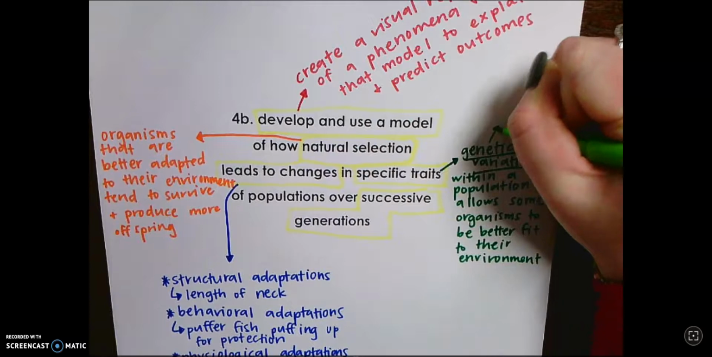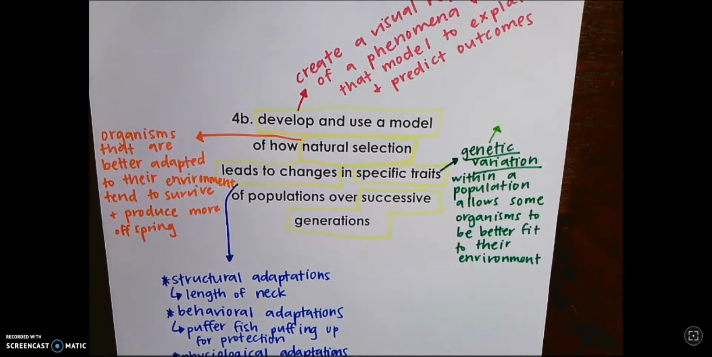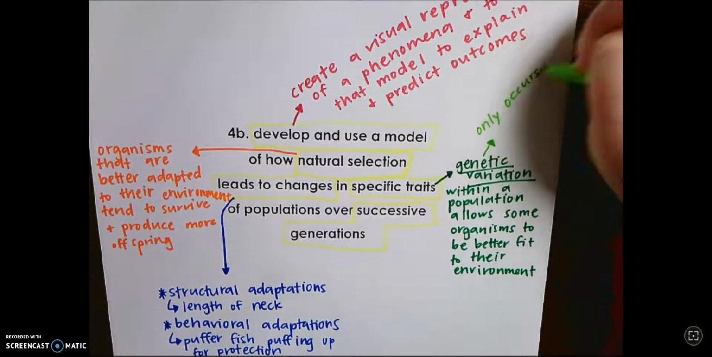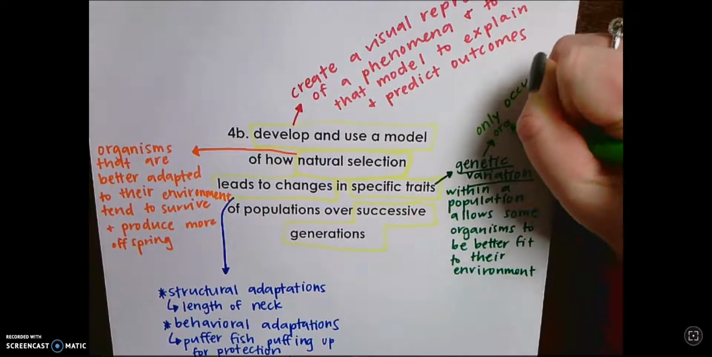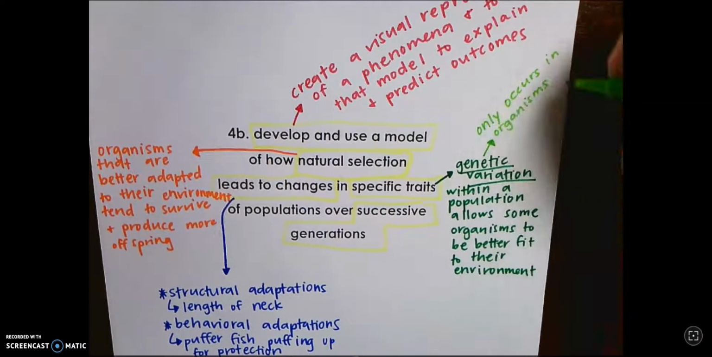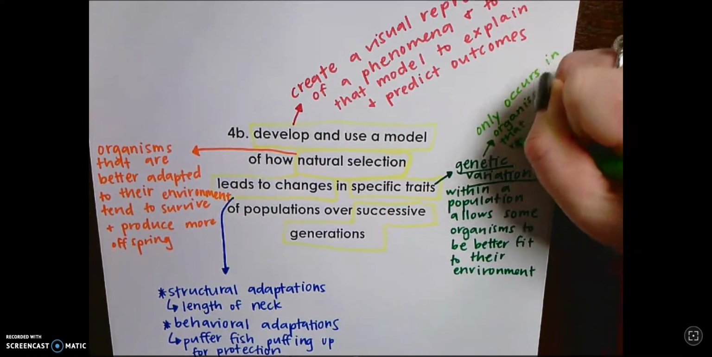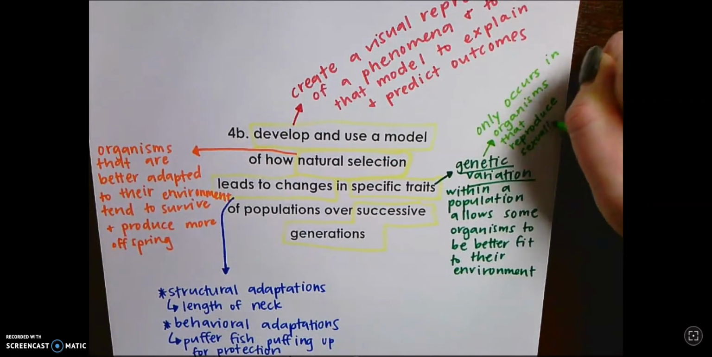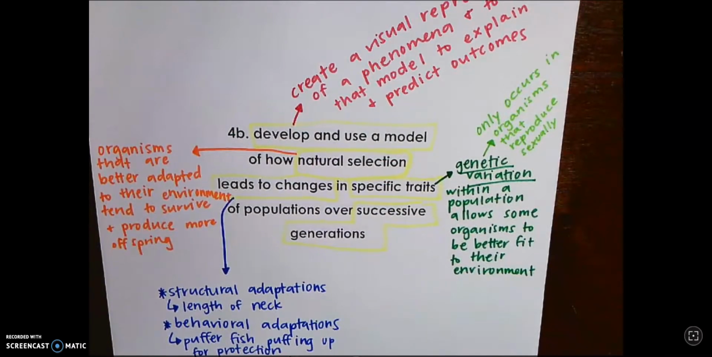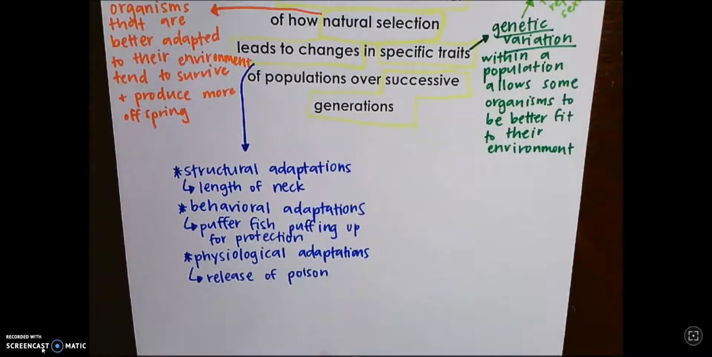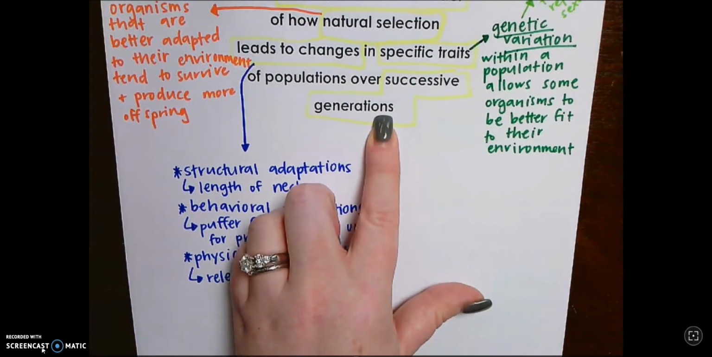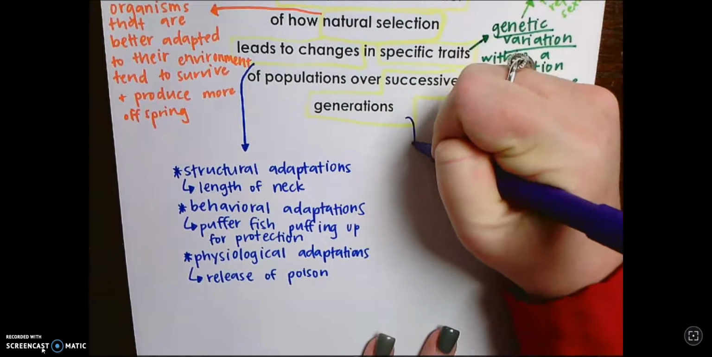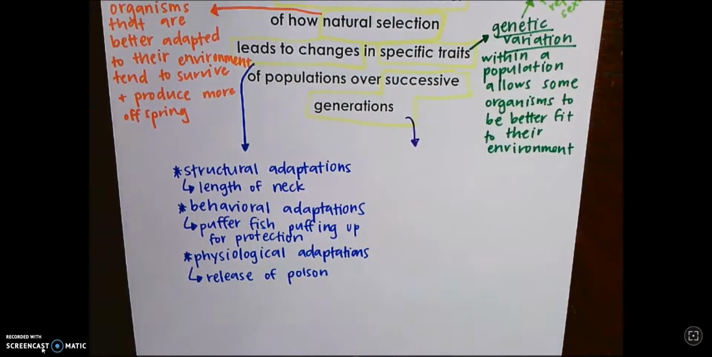So right above where I have genetic variation, I'm going to create a second little arrow off of it, and I'm going to write that this only occurs in organisms that reproduce sexually. So that leaves us with our very last phrase within our learning target here. And so I'm going to draw one more arrow below successive generations.